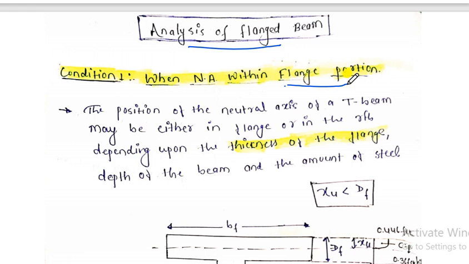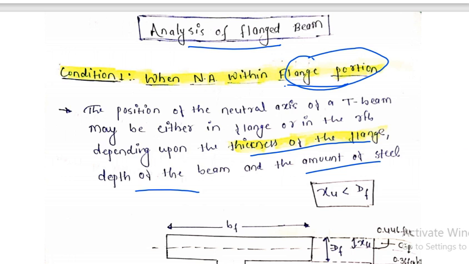Dimension of the beam, then it may be in your control, but the position of the neutral axis always depends upon the thickness of the flange, the depth of the beam, and the amount of steel used. If you increase or decrease the depth of the beam, then it may be in your control, but the neutral axis always depends upon the thickness of the flange and the width of the beam. So let's analyze the case when the neutral axis is within the flanged portion.